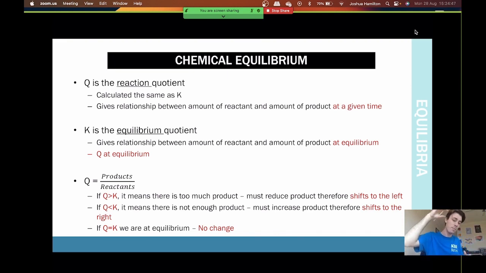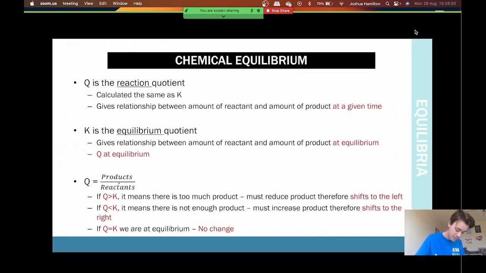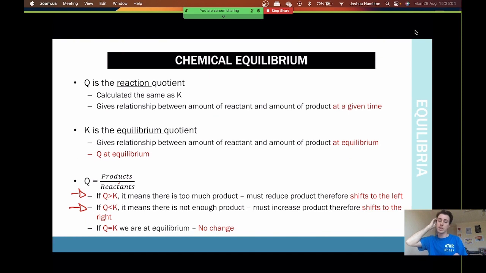If your Q is more than K, you've got too many products, you're going to want more reactants. And so therefore you're going to shift to the left to get more reactants. And that's what these two dot points here describe. I said it the wrong way around, but it's important you understand those two. Now, if Q is equal to K, we are at equilibrium and there is no change. And that's really important. So Q is equal to K, we are at equilibrium and there is no change.